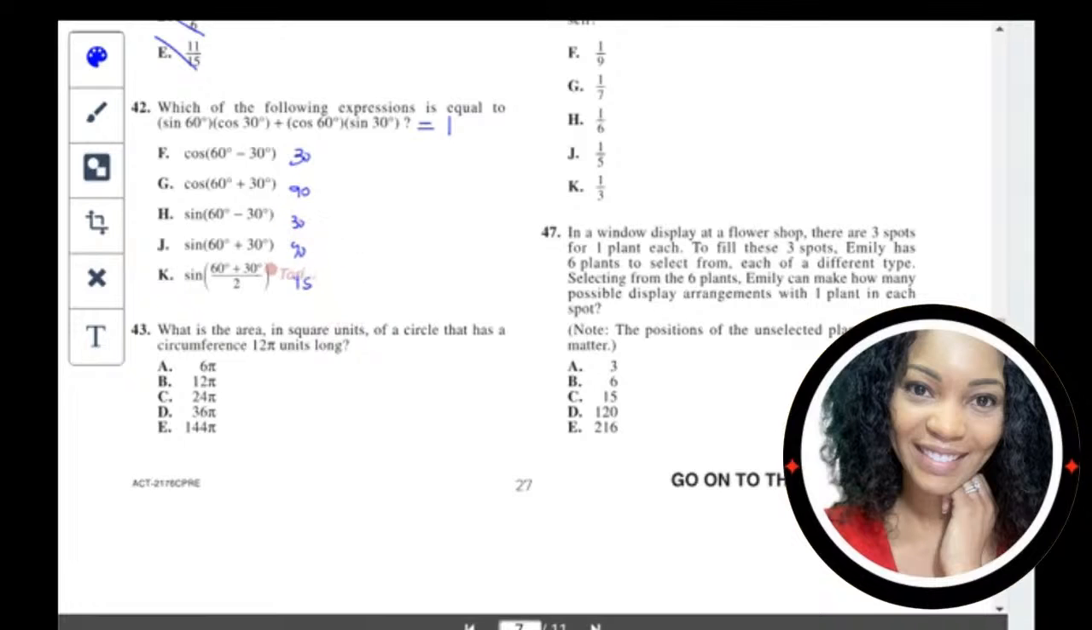Okay, so we have sine of 90 is what I'm pretty sure is just my memory, but we can type that in. Sine of 90 degrees is 1. So that was the answer. It is J. This is an addition formula with sine.